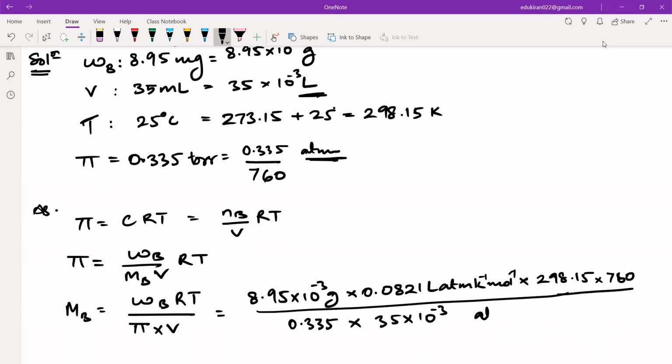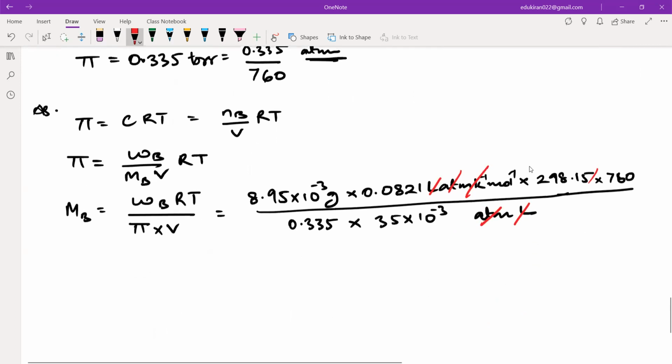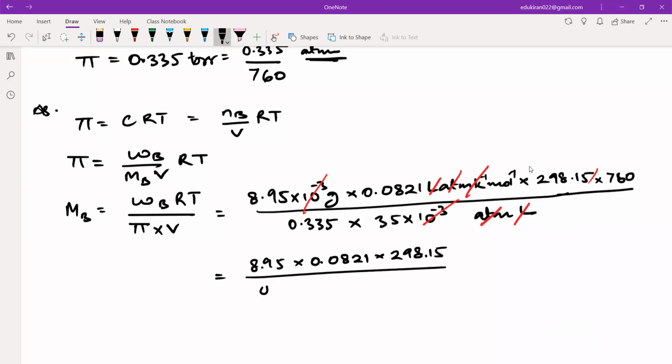So here you have ATM and here you have liter, right? Now there are things that you can cancel from here. ATM and ATM will cancel. Kelvin and Kelvin will cancel. Liter and liter will get cancelled. Grams and per mole will be remaining. So we are fine. We are getting the unit as grams per mole, that is the unit of molar mass. Also 10 to the power minus 3, 10 to the power minus 3 can be cancelled. Now what is remaining? 8.95 into 0.0821 multiplied by 298.15 divided by 0.335 into 35.